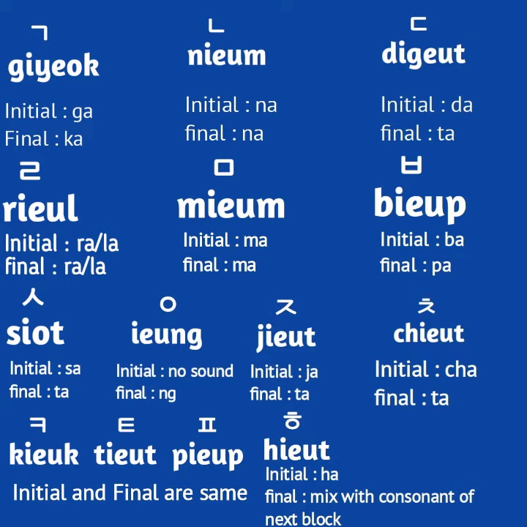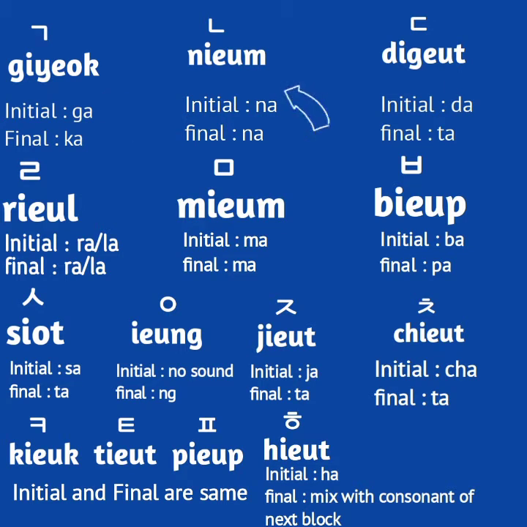These are initial and final sounds of Hangul alphabets. When an alphabet is written at the start of a Hangul block, the initial sound is used, and when it is written at the end of a Hangul block, the final sound is used. Now let's see the initial and final sounds of all the alphabets. First is Giyeok. Its initial sound is Ga. Next is the final sound, which is Ka.